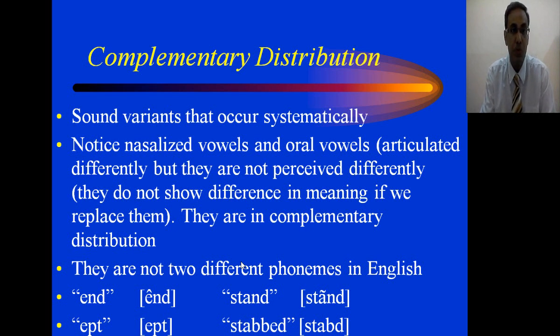distribution. Let's explain more: sound variants that occur systematically. Notice nasalized vowels and oral vowels. Vowels, of course, are oral, but when they occur before nasal consonants, they are called nasalized because air escapes through the nasal cavity. Look at this word, end. It begins with a vowel sound that occurs before the nasal sound n, so it is called a nasalized vowel.